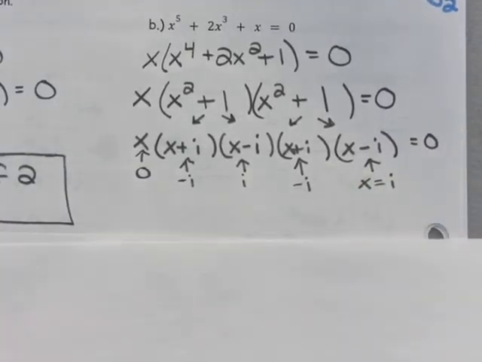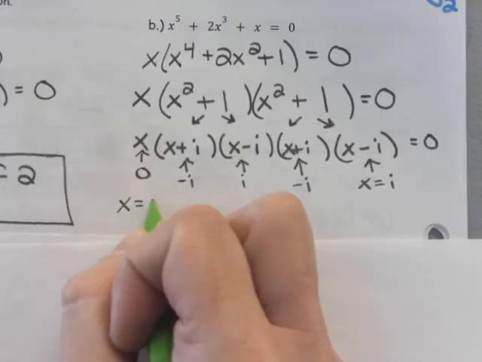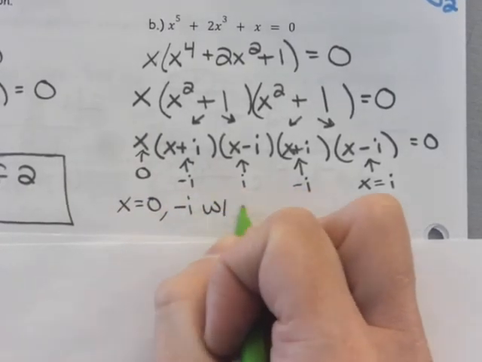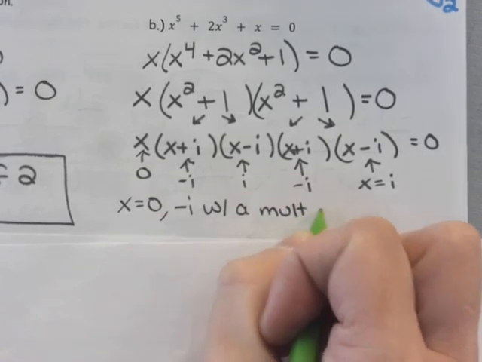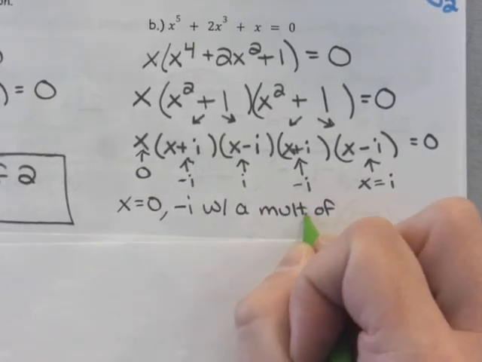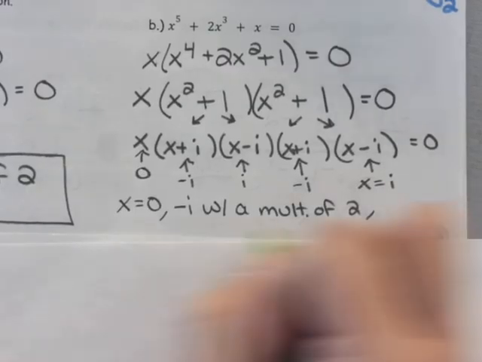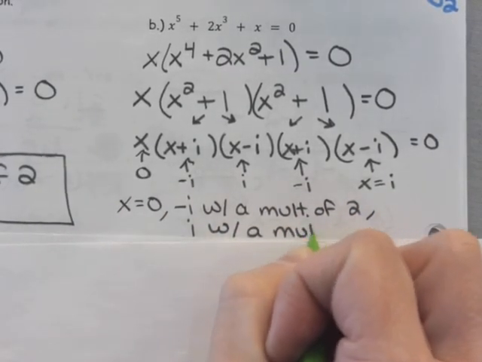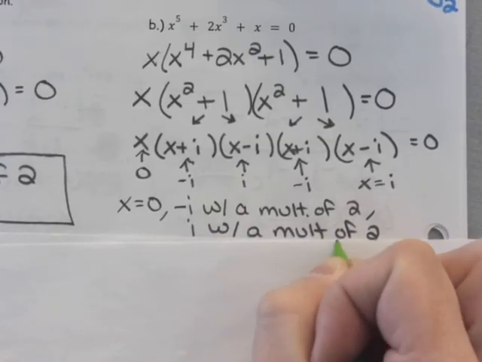Okay, so let's write our solution. x equals 0. Negative i with a multiplicity of 2. And positive i with a multiplicity of 2.